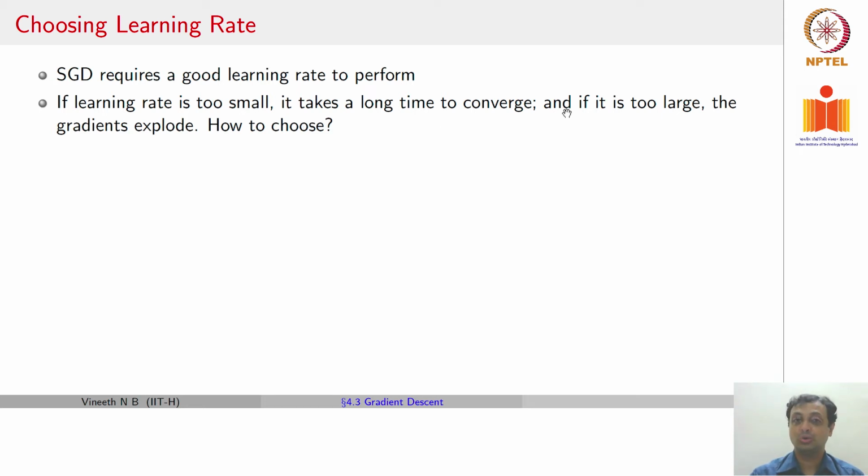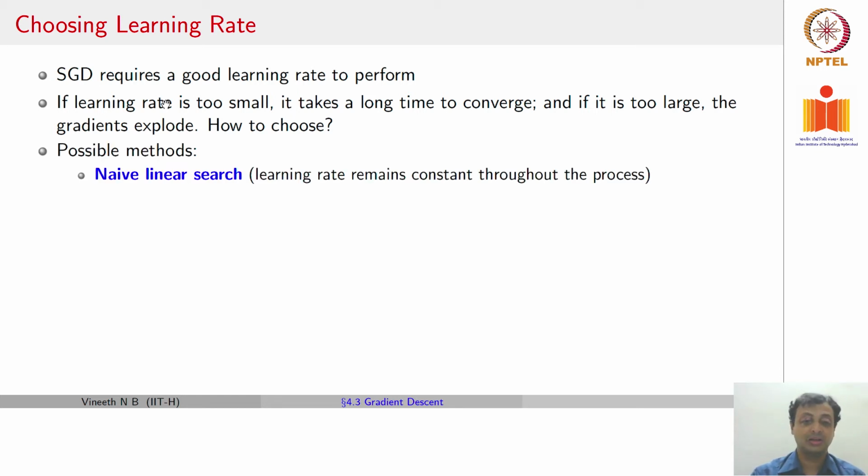If the learning rate is too large, the gradients can explode. Now, how do you choose a learning rate in practice? Assuming we don't use momentum, how do you choose a learning rate in practice? One simple option is naive linear search. You just keep your learning rate constant throughout the process. Just fix it. Just use the same learning rate across all your iterations until you reach convergence.